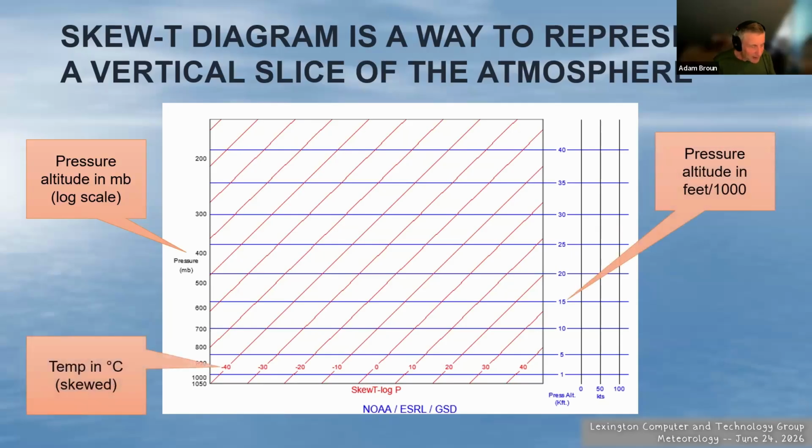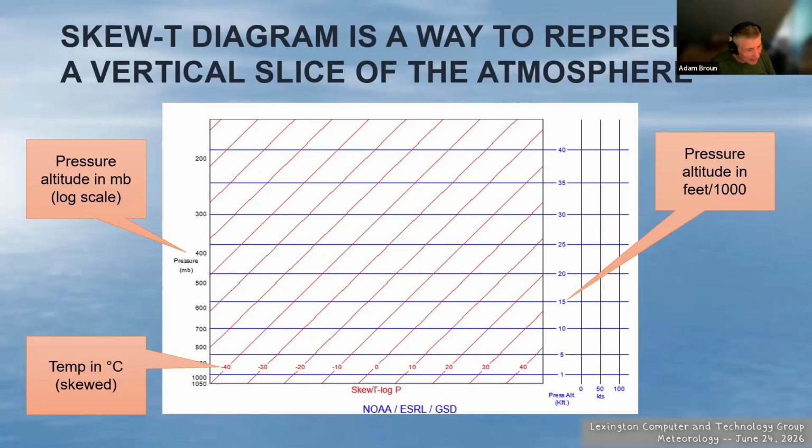The x-axis is weird. The x-axis is temperature. So we can see the temperature in Celsius in the red numbers across the bottom. 0 is freezing or 32 Fahrenheit. 10 is about 50 Fahrenheit, 20, 30. But what makes this graph particularly weird is the fact that the temperature lines are tilted 45 degrees. And that is simply a graphing convention.